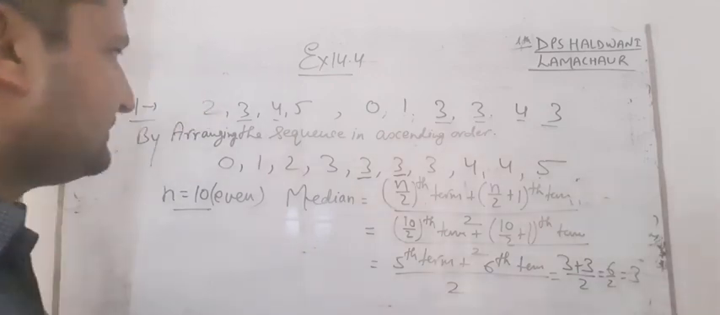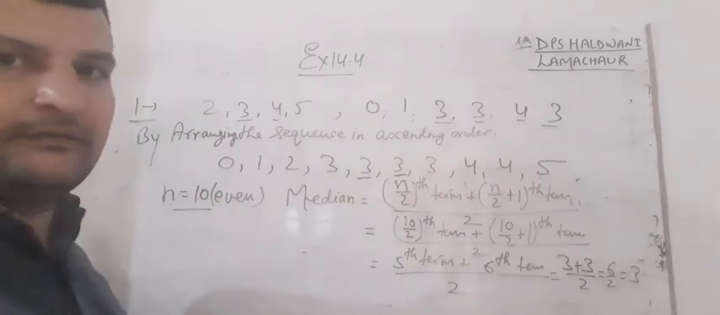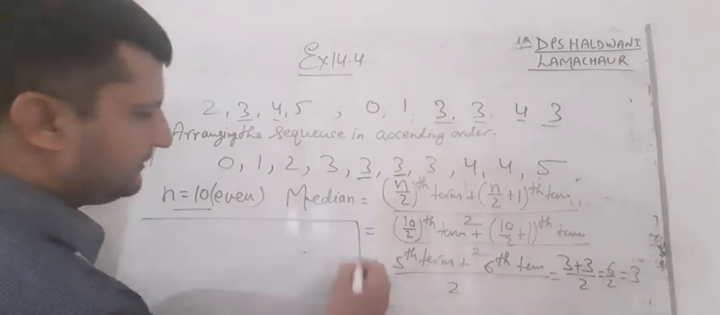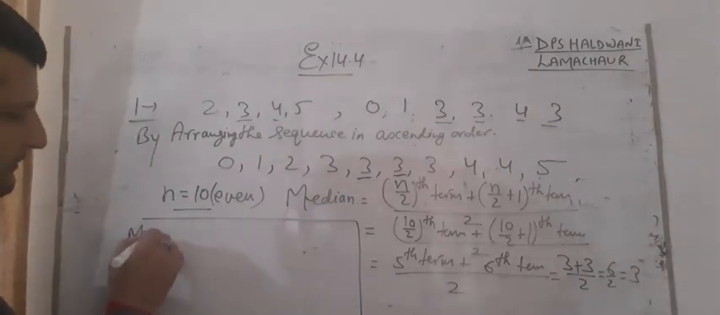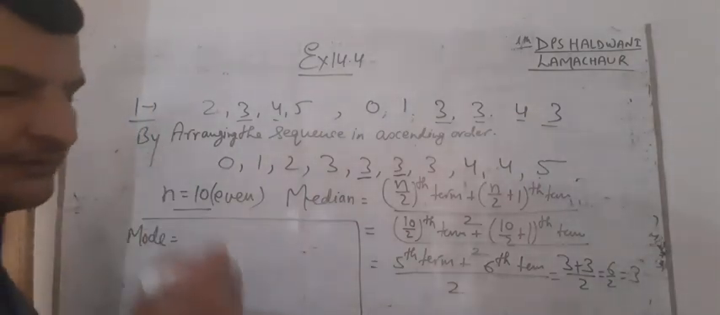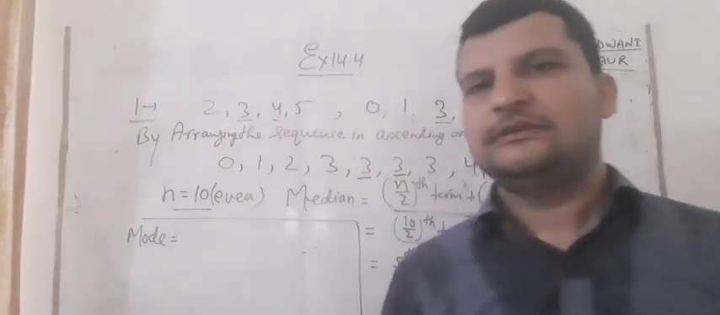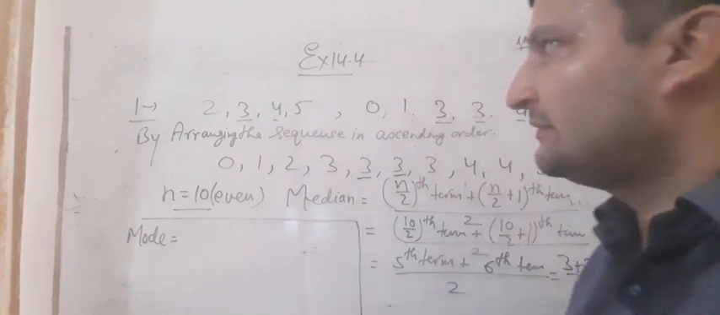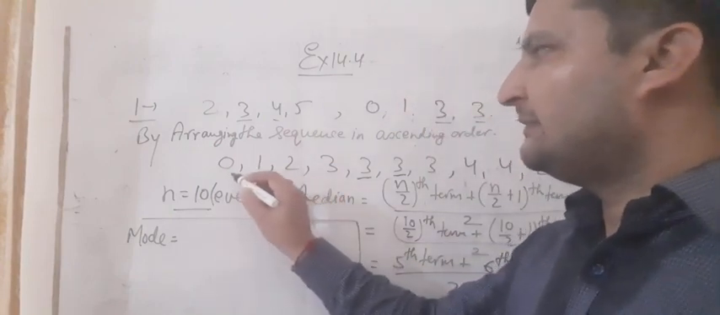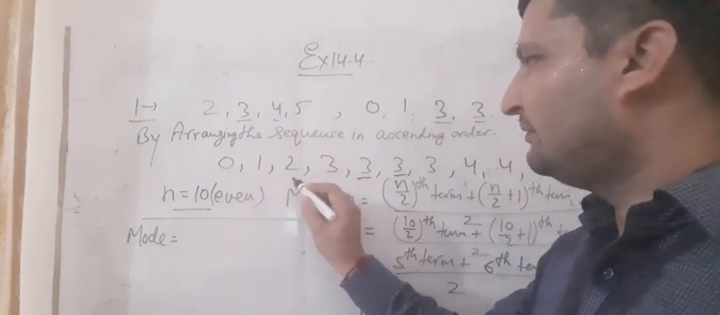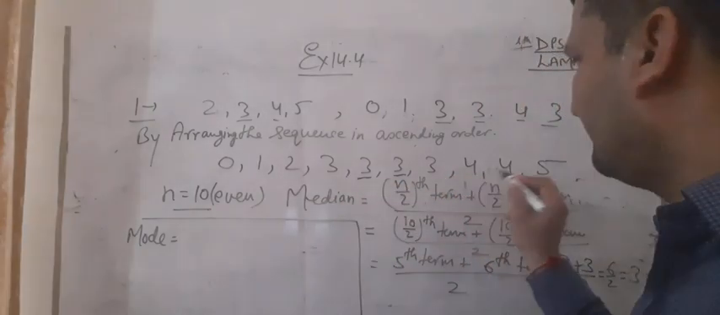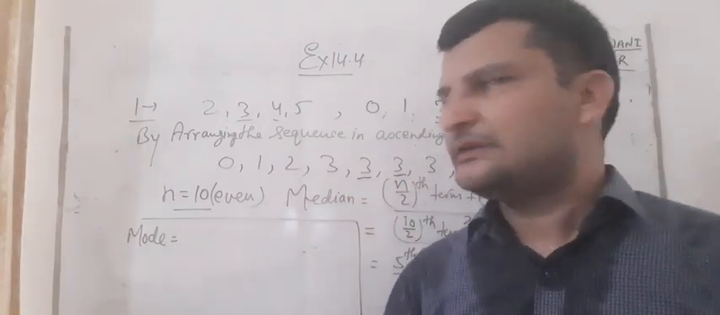Now the last one is, students, the mode. How can we find the mode? I am writing it here because mode is easy to find. Mode is equal to the maximum frequency. I have told you that it means which number is coming the most times. So we can check it here. How many numbers are here? 0, 1, 2, 3, 3, 3, 3, 4, 4, 5. So which one is the number?